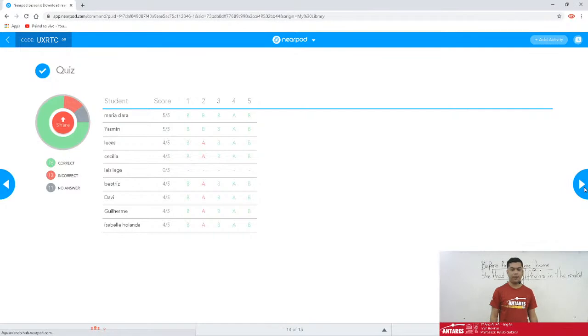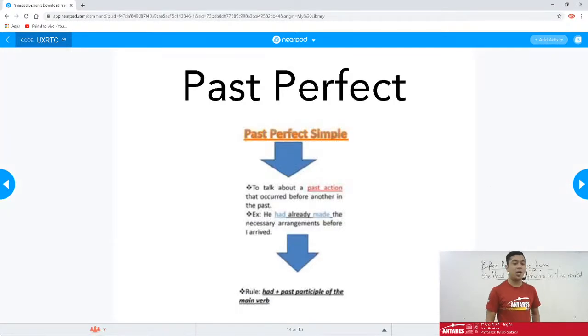Okay, great. Guys, now talking about past perfect. We've got the past perfect simple to talk about a past action that occurred before another in the past. So this is what I was talking about. Two actions that happened in the past, but one happened first and the other one happened after.